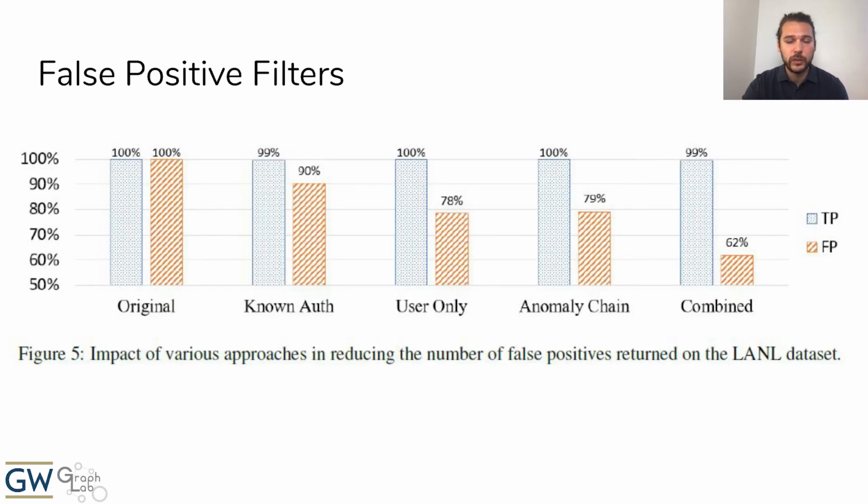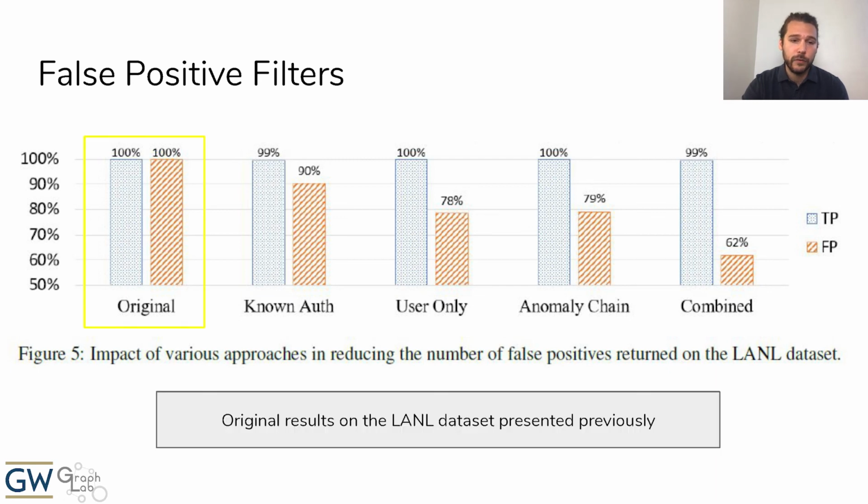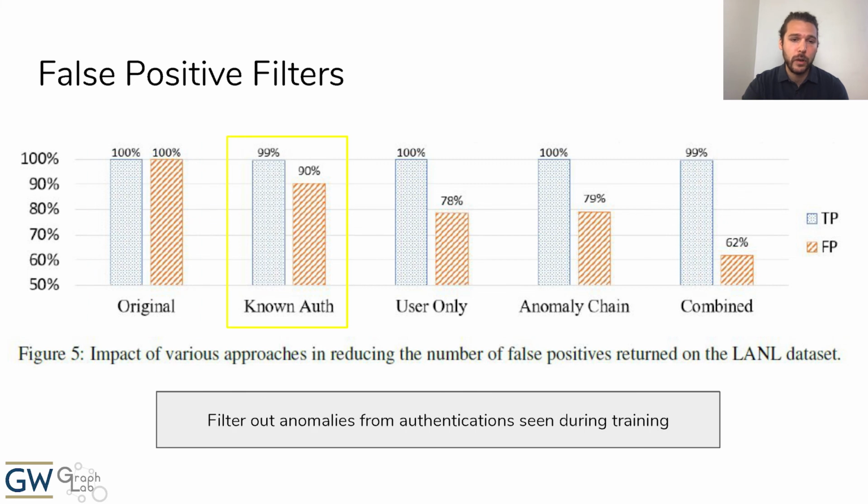So, based on these observations, we built several post-processing filters in an effort to reduce the number of false positives generated by our algorithm. The first results labeled as original are the baseline results on the Lateral dataset as presented previously, showing 100% of the original true positives and 100% of the original false positives. The known authentication filter is based on the first observation and will filter out any anomalies associated with authentication events that were seen during the training period. We can see that applying this filter reduces false positives by 10%, while only reducing true positives by less than 1%.